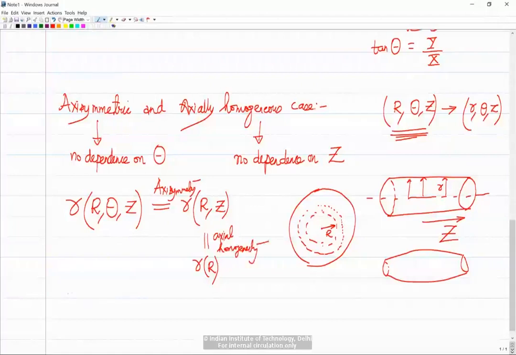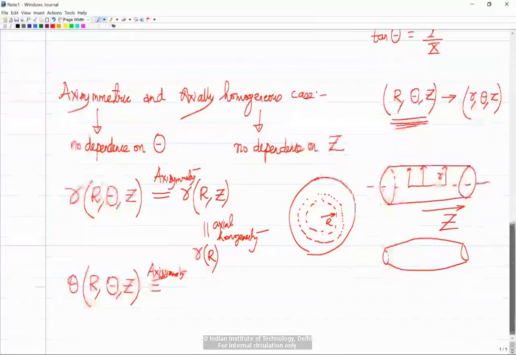Likewise, what can you say about small theta? Small theta in general is a function of big R, big theta, and big Z, all three of them. But due to axisymmetry, what would we be able to say? Will it be a function of big theta, or will it not be a function of big theta? Maybe let us get back to this case later on, because this is a bit difficult one.